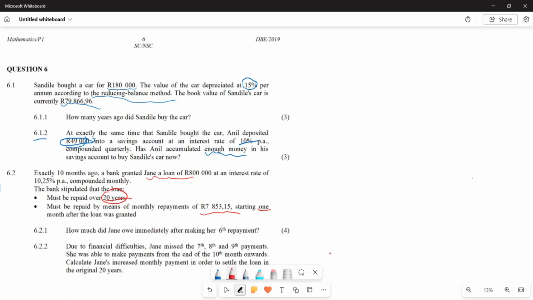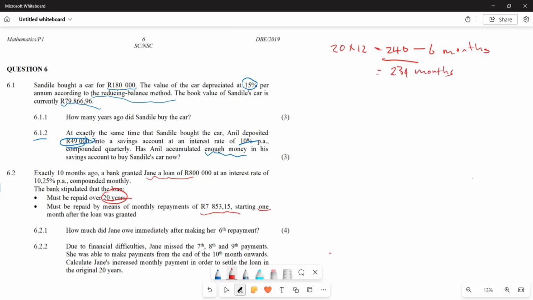So to know how much Jane will owe after paying for 6 months, we are going to say, look, we know that the payment period must be 20 multiplied by 12, which is 240. But we don't want to know how much she will owe after 20 years. We just want to know after 6 months. So we are subtracting the 6 months that are paid, and because we want to calculate the balance remaining as soon as she has only paid for 6 months, we are going to be calculating for 234 months only, right?